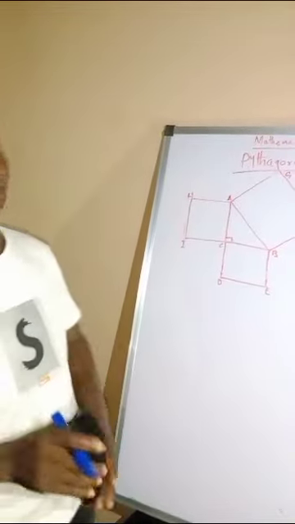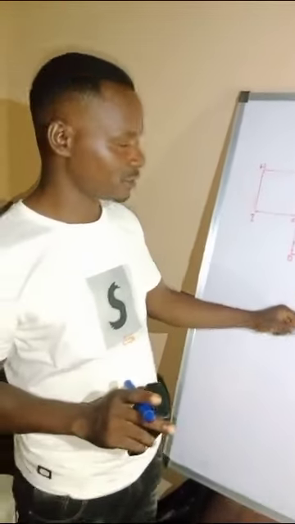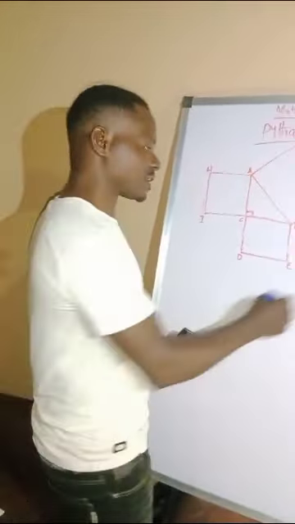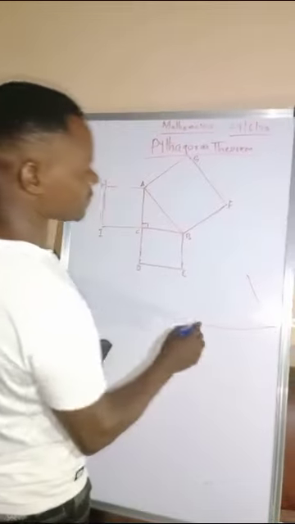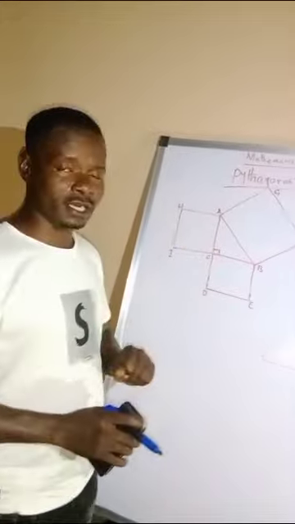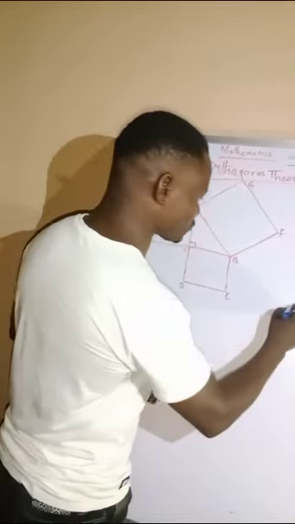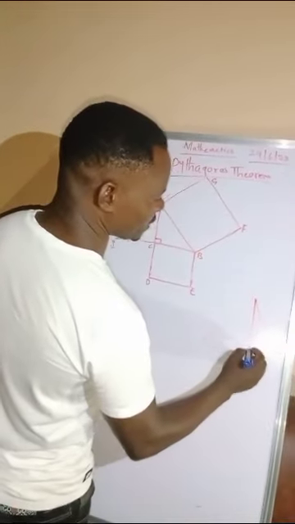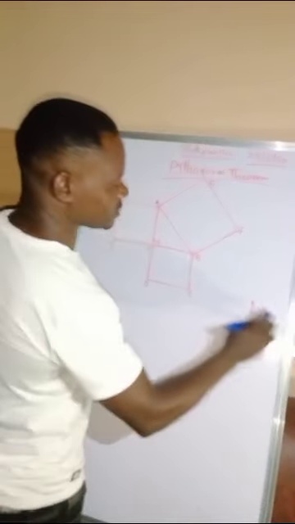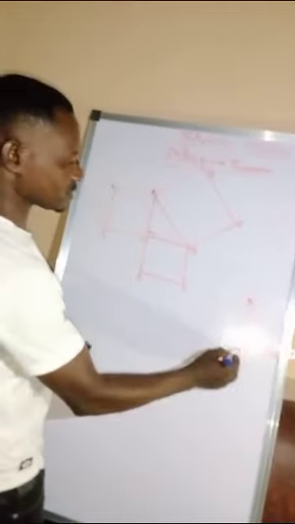Take note, Pythagoras theorem is only applicable to a right angle triangle, not any triangle. You can have this. This is a triangle, but not a right angle triangle. What is a right angle triangle? A right angle triangle is a triangle that has 90 degrees as one of its angles. Like here now, this part is a right angle triangle, and this part too is also a right angle triangle.